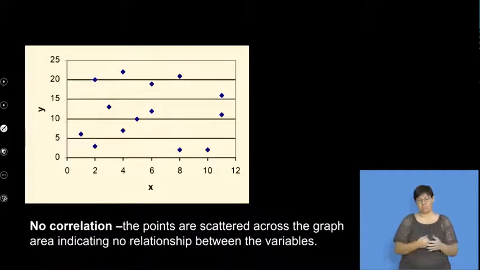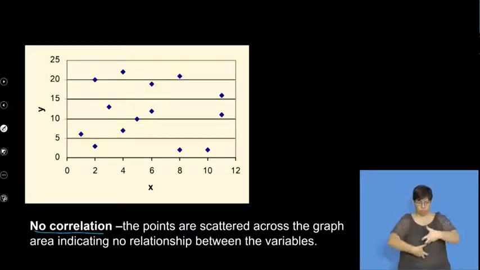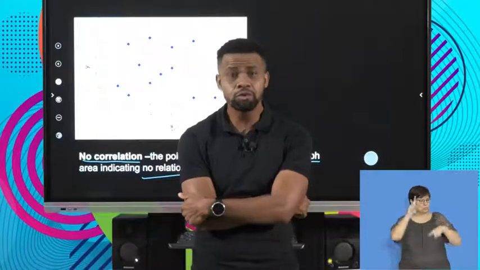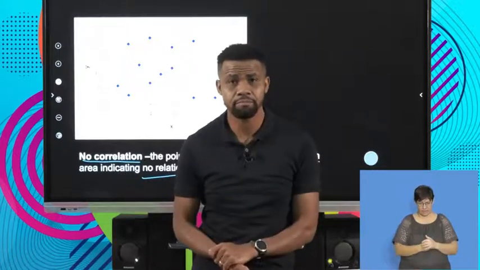Now, what about no correlation at all? With no correlation, the points are scattered across the graph, indicating no relationship between the two variables. There's no relationship. Can I draw a line then? I cannot draw a line. Can you think of two variables with no correlation? It's like no association between them. Can you think of any?